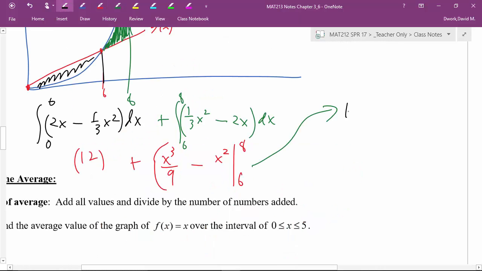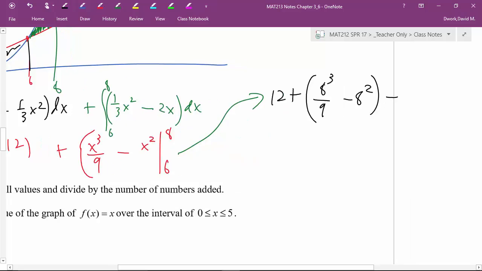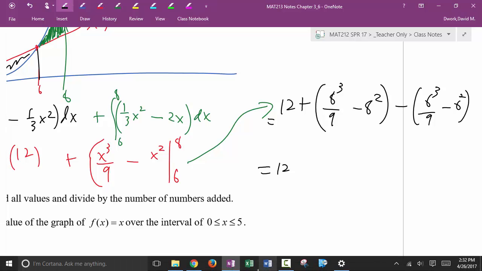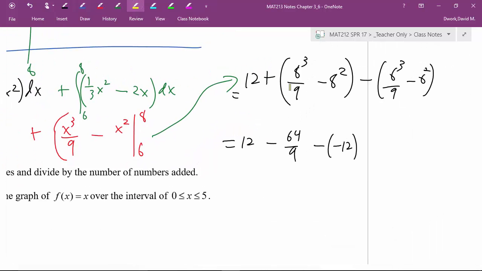We have the 12 plus, and we're going to substitute in 8 for x. So this is going to be 8 cubed divided by 9 minus 8 squared, minus, now we have to substitute in the 6, which would be 6 cubed divided by 9 minus 6 squared. And go ahead and solve this however you like. You can use your calculator or work it out by hand. I'm going to just pop this into the calculator and see what I get. I'm going to pause the video now. And I ended up getting those for my two answers. This piece right here turned into 64/9, and this piece right here turned into the -12.